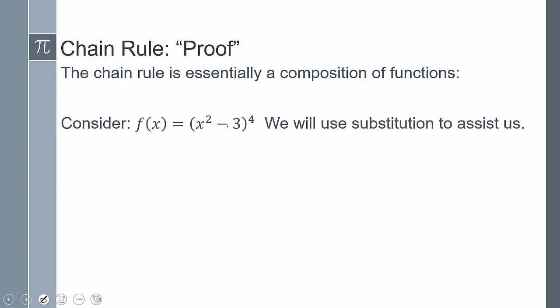So the chain rule is essentially a composition of functions, and what we're going to do is use substitution to help us with this. So usually it's whatever is on the quote-unquote inside of our function, we're going to substitute it. So I'm going to say u equals x squared minus 3. So that means that this f of x is going to be u to the fourth.